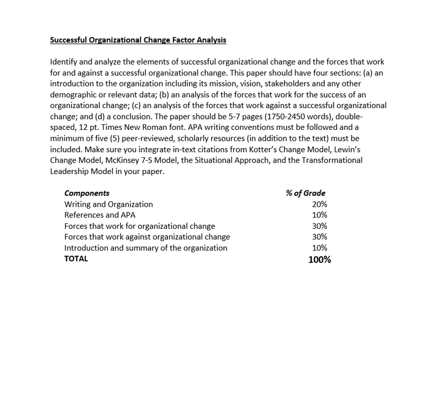So this paper should have 4 sections. A, an introduction to the organization, including its mission, vision, stakeholders, and any other demographic relevant data. One of the subtle things about APA writing is we don't use the word introduction in APA student papers. We use the title of the paper over that section because it's just assumed that the first paragraph or paragraphs is the introduction. Introductions tell us what the paper is about, and they're written in past tense.